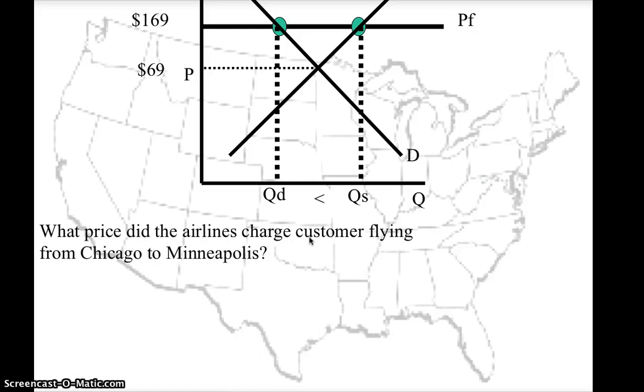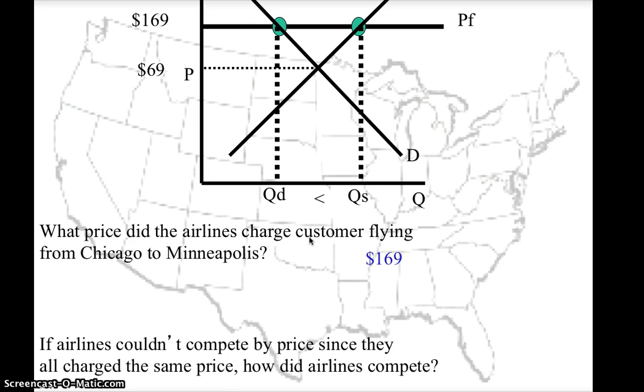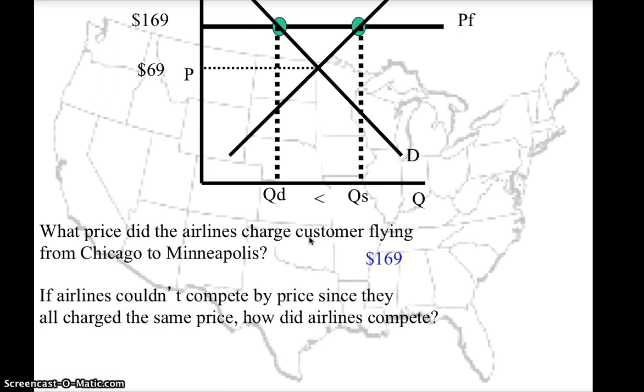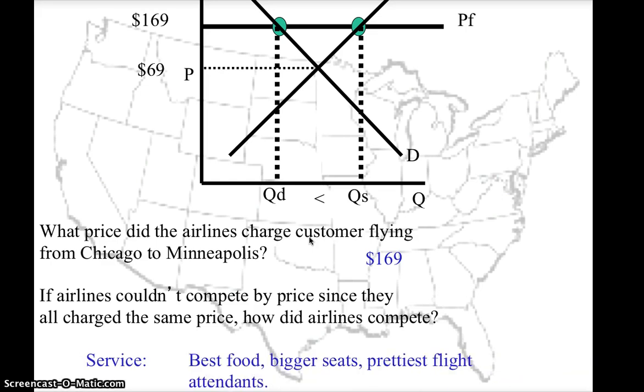So what price did airlines charge customers flying from Chicago to Minneapolis? Well, we know that it's $169. And if airlines couldn't compete by price, since they all charge the same price, how did airlines compete? Well, if you think about it, if every single flight had to be $169, they had to have different ways of attracting customers. So it was all about service. Best food, bigger seats, nicest flight attendants.